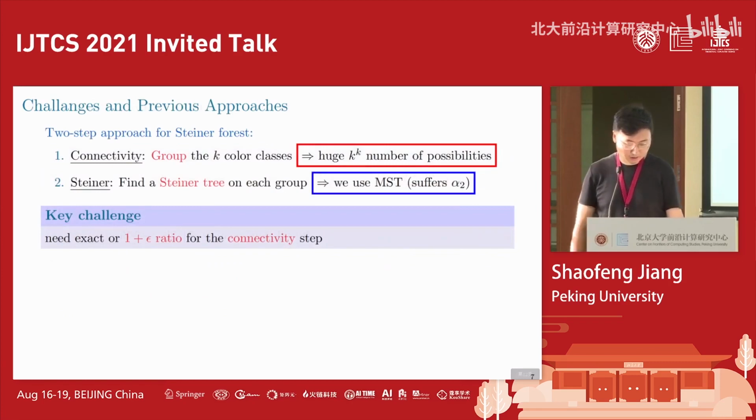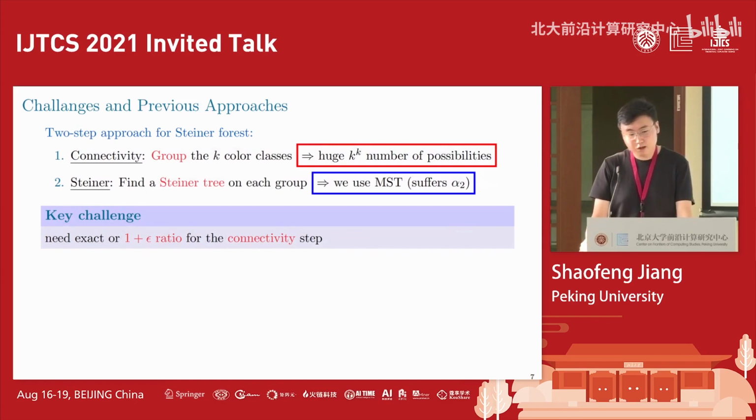And let's talk about the technical challenges. So when you think about how to solve this Steiner forest, I usually like to think of it as a 2-step minimization problem. Since you look for the optimal Steiner tree, which forms a partition of the data set, in the first step I'd like to enumerate the connectivity. So basically, I need to group the k color classes into several parts. Could be 1 part, 2 parts, or k parts. But there could be many possibilities, k to the k at most, which is huge.